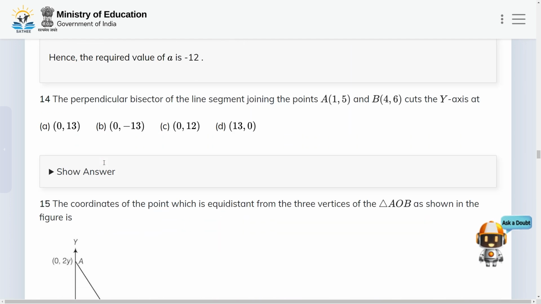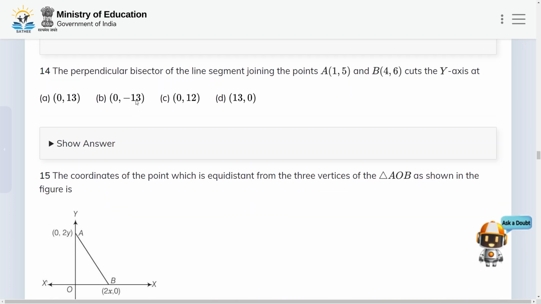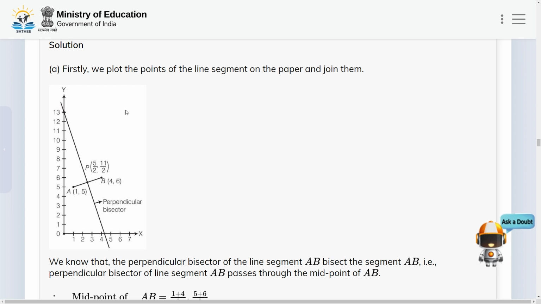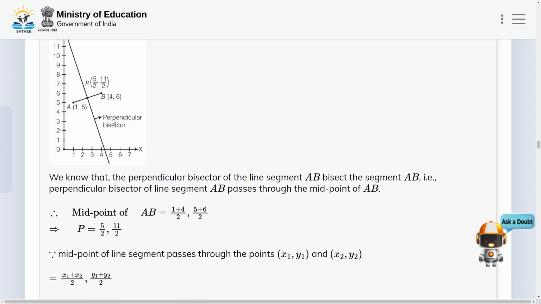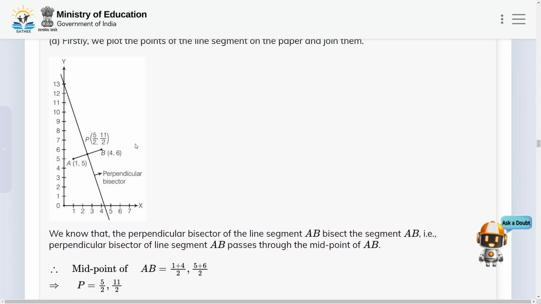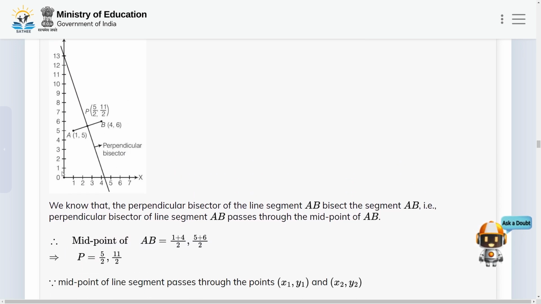Now let us move to question number 40. The perpendicular bisector of the line segment joining the points A (1, 5) and B (4, 6) cuts the y-axis at what point? Firstly, we have to plot the points of the line segment on a graph paper and join them. If we plot the points, then you will get this type of graph.